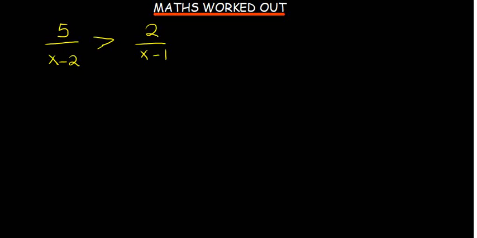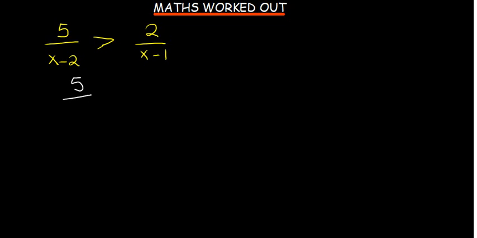Solve the inequality 5 over x minus 2 is greater than 2 over x minus 1. So we don't cross multiply for inequalities, right? So we're going to take the 2 over x minus 1 to the other side, so it becomes negative, to be greater than 0.